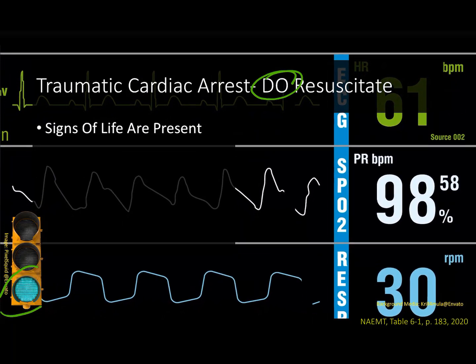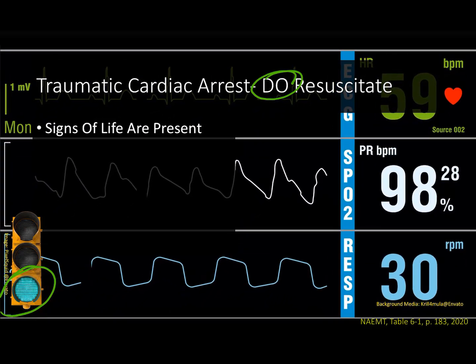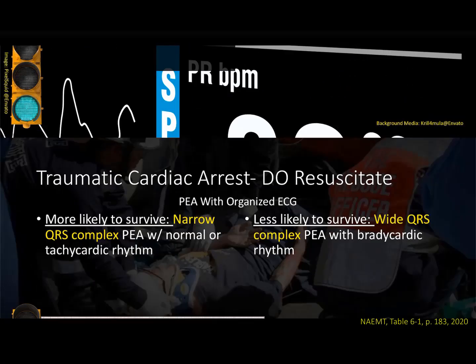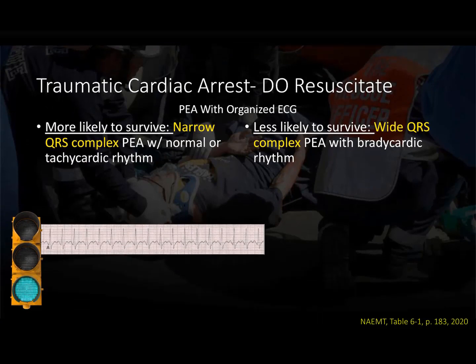So generally, we do resuscitate when patients have general signs of life present. Those are going to include things like spontaneous movement, ventilations, pulse, or blood pressure. Also, we do want to resuscitate patients if they have limited vital signs, but when we evaluate their rhythm, we find that they're in narrow QRS complex PEA with normal or tachycardic rhythms. Those patients have a higher chance of survival, so we should resuscitate them.